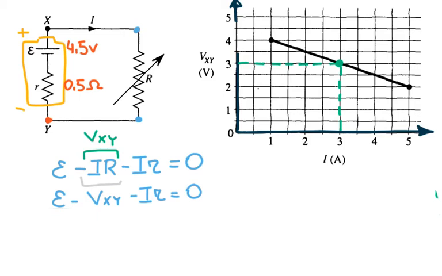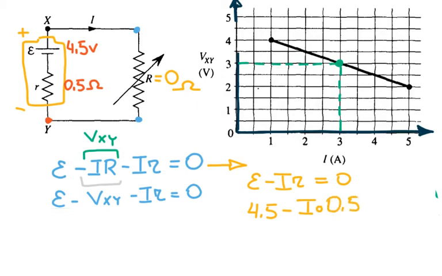So you can produce the maximum current when your potentiometer is set to 0. So if your potentiometer resistance is equal to 0 ohm, then you only have internal resistance left. So you can rewrite this equation as EMF minus I times the internal resistance is equal to 0. Then you have 4.5 minus I times 0.5 is equal to 0. So the maximum current you can have is 9 amps.